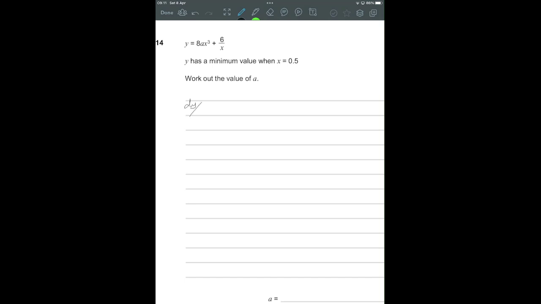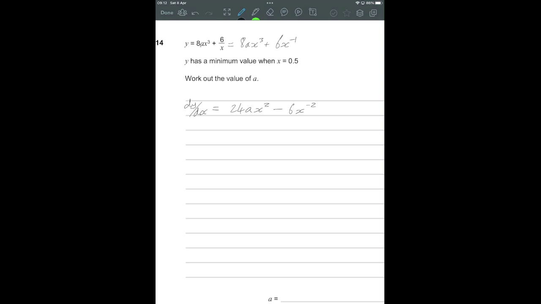So dy by dx, differentiating a is just a number, we don't need to worry about it. Bring down the power, reduce the power by 1. I do need to rewrite the other term though. I can't differentiate it as a fraction. I need to rewrite it as just x to a power. That's x to the minus 1. Bring down the power, so we multiply by negative 1. Reduce the power by 1. Be careful, reducing minus 1 by 1 gets you to negative 2.